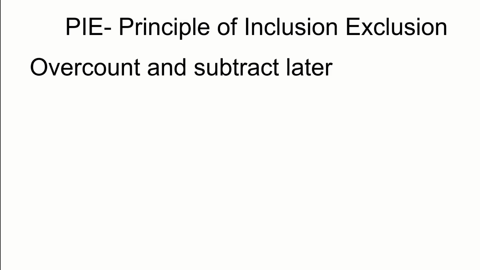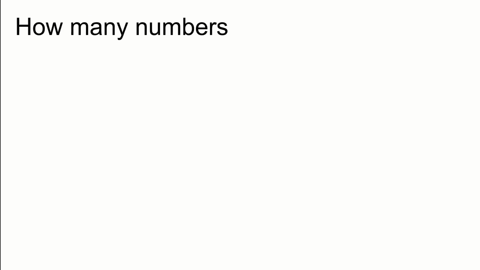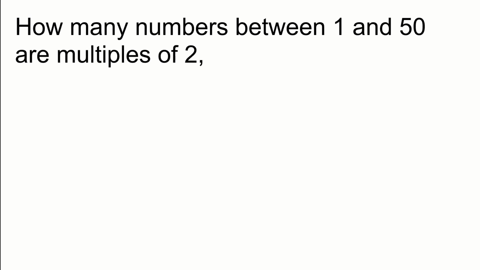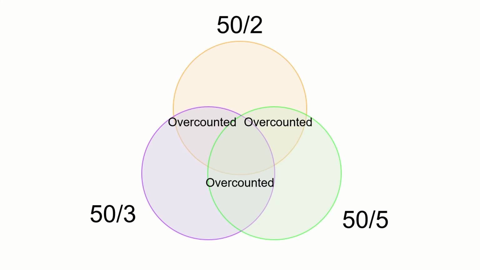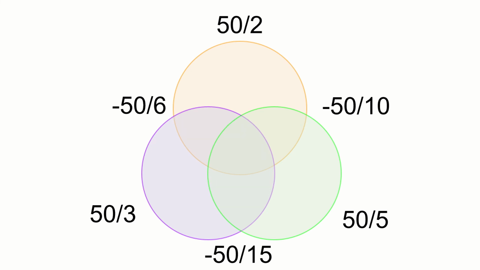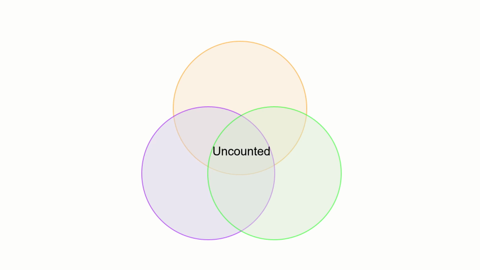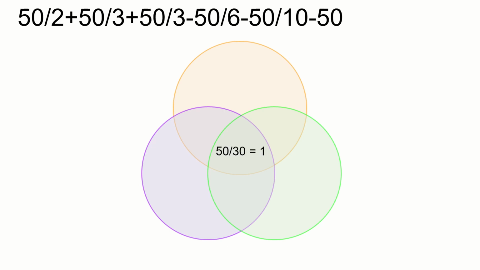To summarize, we overcount what we need and then subtract it afterwards. Let's take a problem. How many numbers between 1 and 50 are multiples of 2, 3, or 5? We'll start by getting the large circles. So 50 over 2, 50 over 3, and 50 over 5 are how many in each of those. Now we overcount the multiples of 6, 10, and 15. Each of these fall into two of the categories. We only want them once, so we subtract them once. Now for the multiples of all three, they were counted 3 times by each individual, but subtracted 3 times by each pair. So it would be uncounted. So we add the last one to get 36.